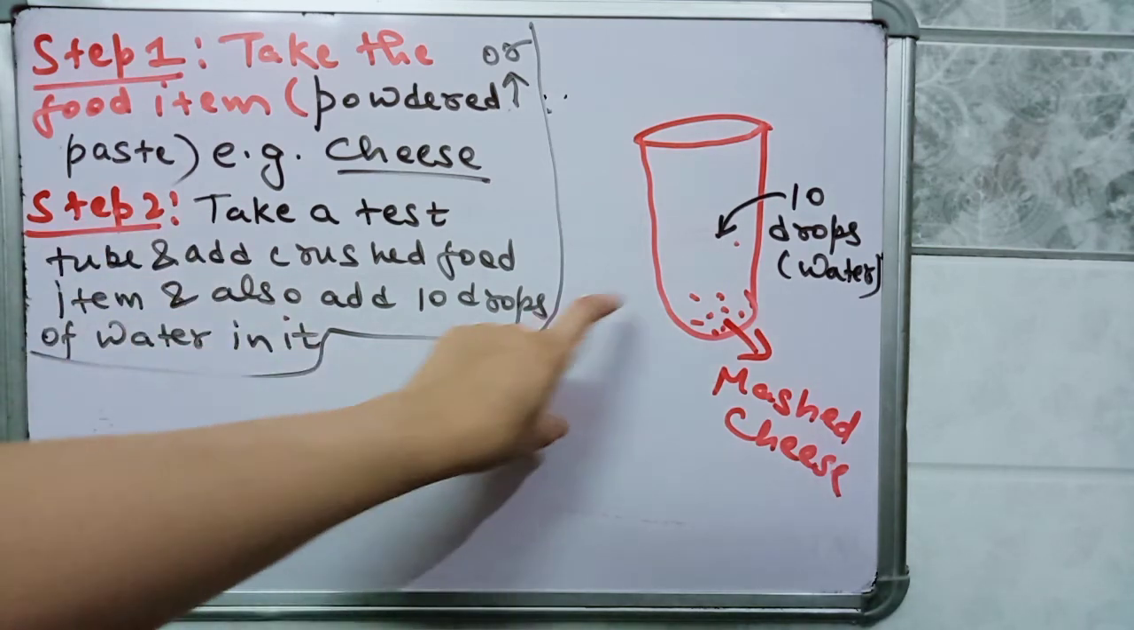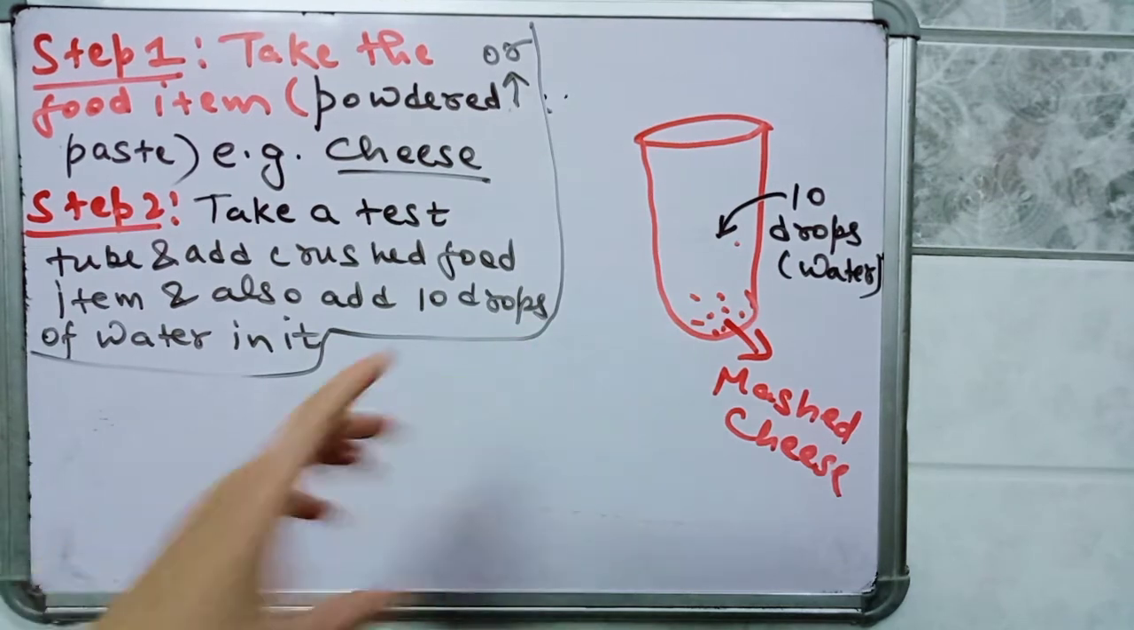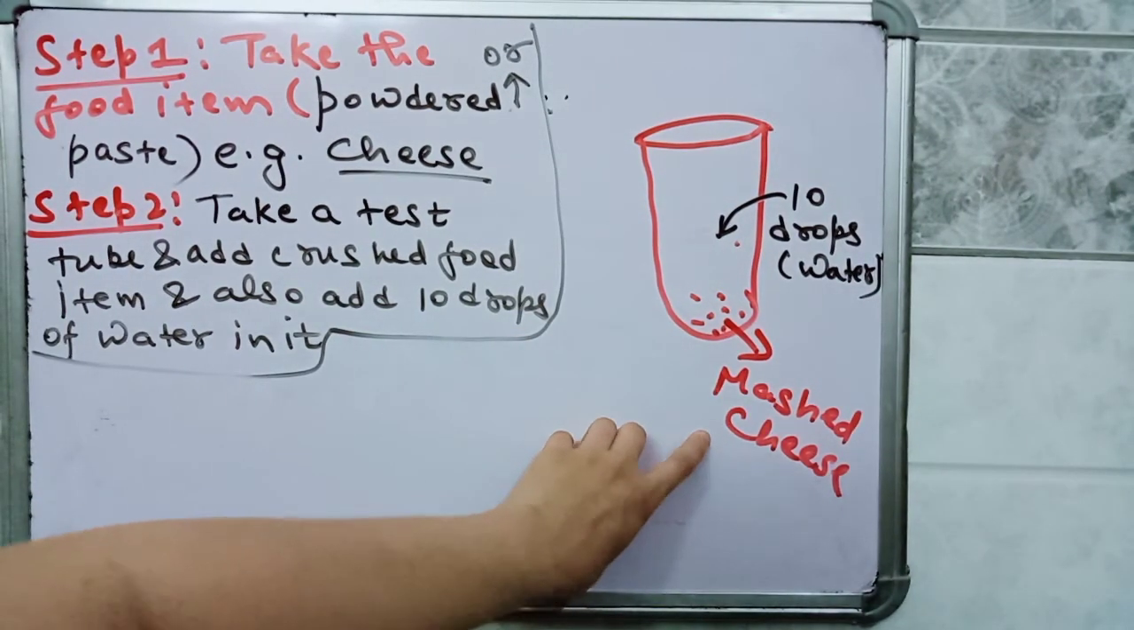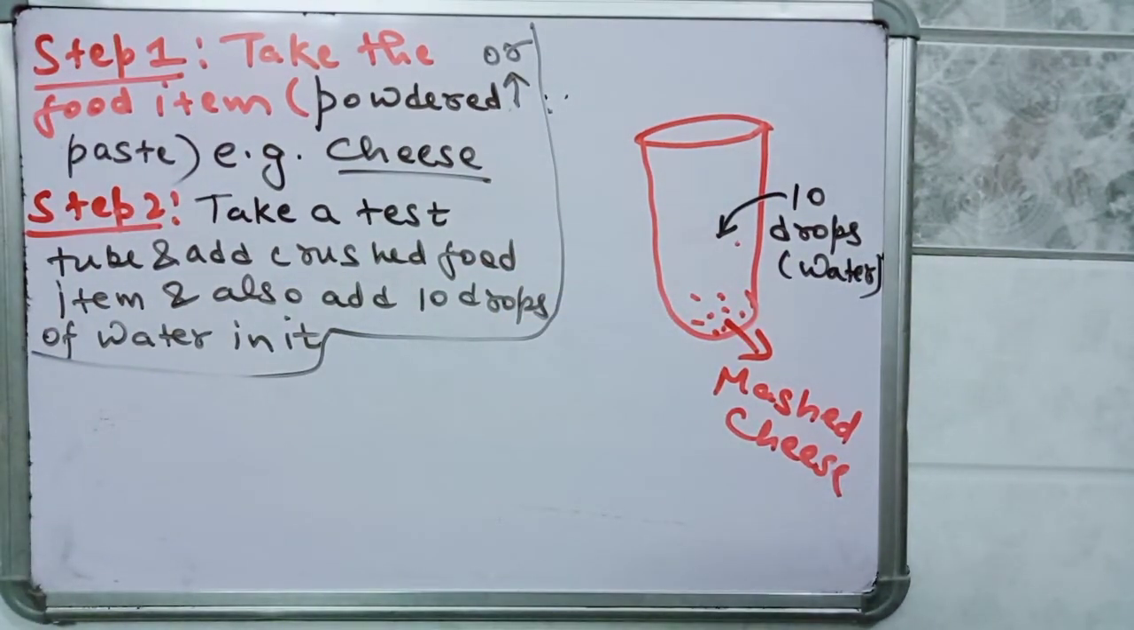In the second step, take a test tube, add mashed cheese in it, or whatever food item that you have chosen, and then add 10 drops of water in it. Shake this test tube very well.